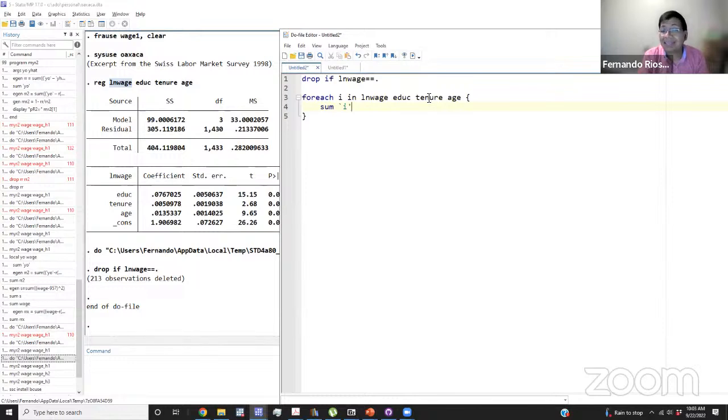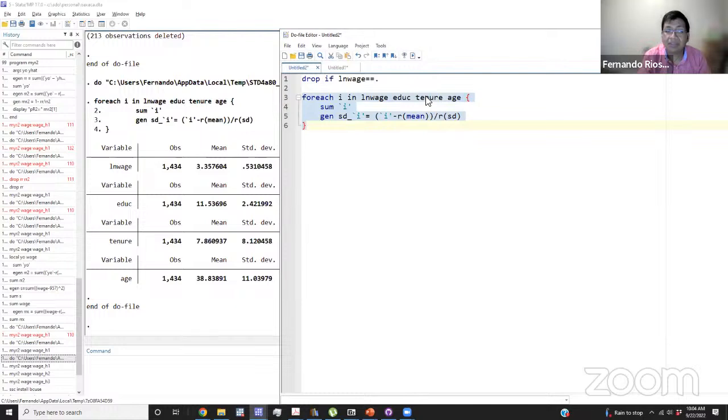the mean and the standard deviation of the variable, so I can just summarize the variable. And I'm going to create a standardized version with the same name. That is nothing else than the original one minus the average divided by the standard deviation. So what this is going to do is go over the list of all these 4 variables, and each time it's going to replace the value of i, or the name of the variable, and just create 4 additional variables in this data set.